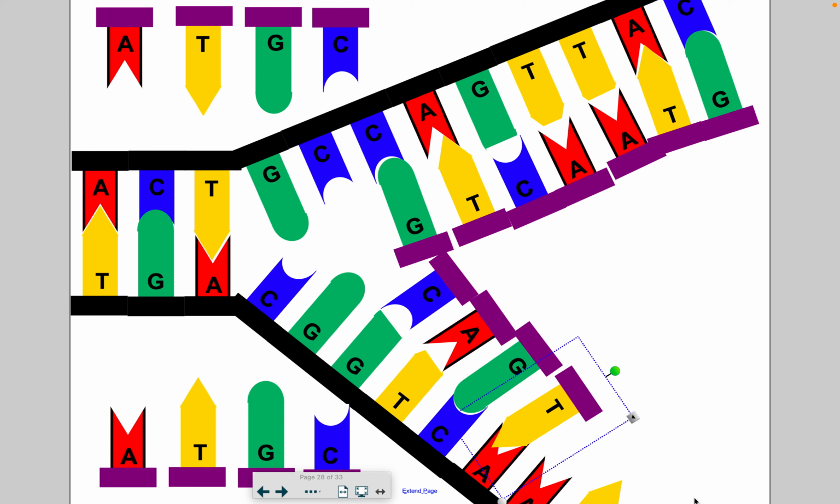And you can see that I have two identical DNA strands, and these strands are semi-conservative. This black sugar phosphate backbone was the parent strand. The new strand that was made by DNA polymerase, that's the new strand, and I denoted it in purple here.